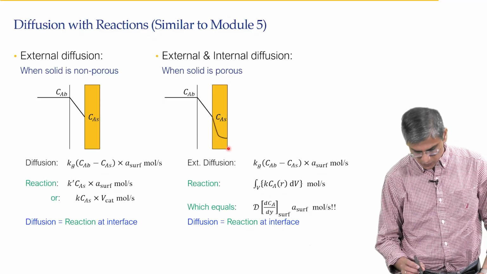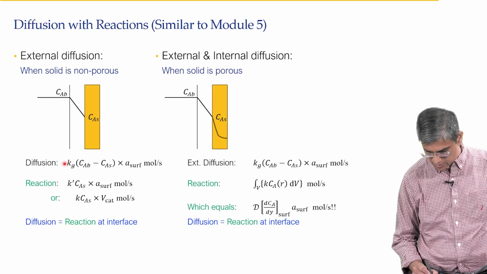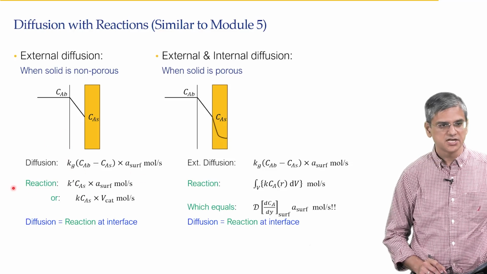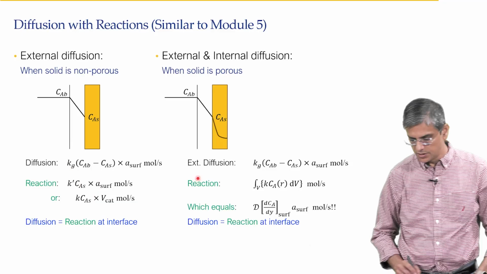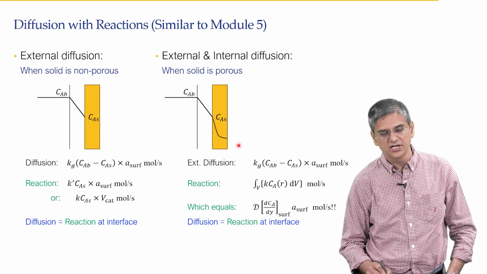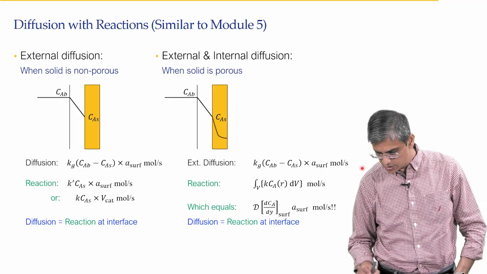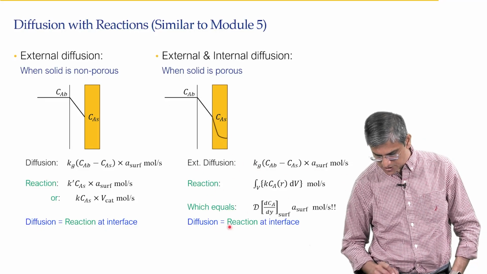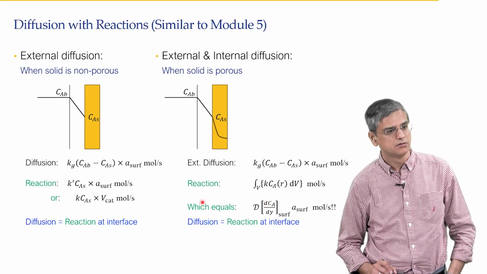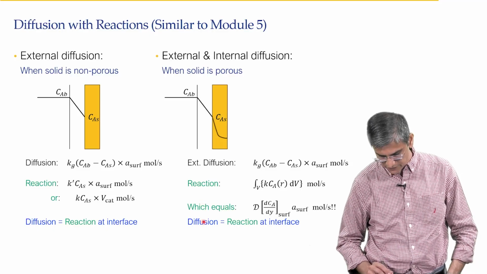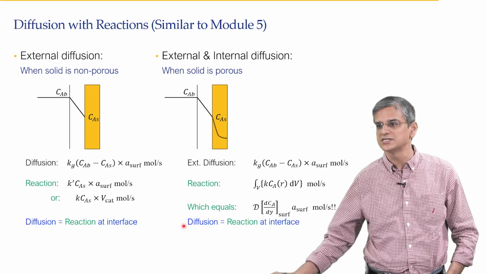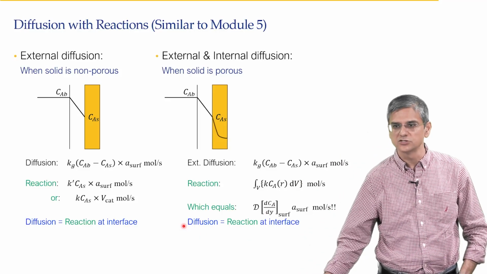Okay, if it was a non-porous material, we have this as the diffusion flux, this as the reaction term, and both of them are equal. If we have diffusion in the gas followed by diffusion plus reaction in the solid, then you have external diffusion, you have reaction. This reaction term and this reaction term are exactly equal. This is something that we have done in module 5, which is what you are going to do in your assignment problem if you have not already done so.